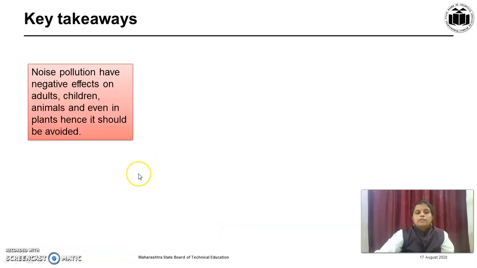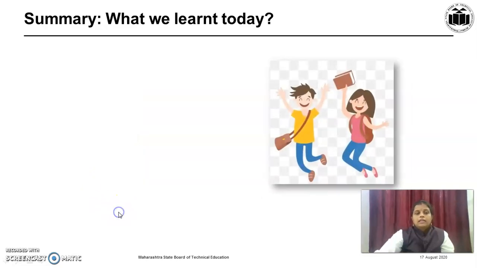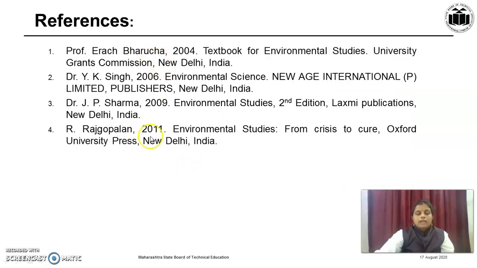Now let us see the major key takeaways of today's video. Noise pollution has negative effects on adults, children, animals and even plants, hence it should be avoided. Then, what we learned today? We have studied the sources of noise pollution, effects of noise pollution, prevention of noise pollution and standard limiting noise level at various zones of city in India. These are all the references for today's video.